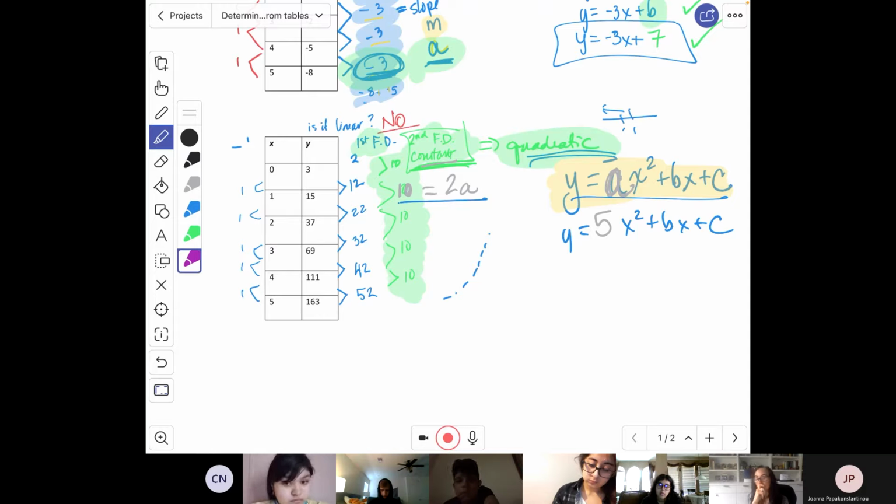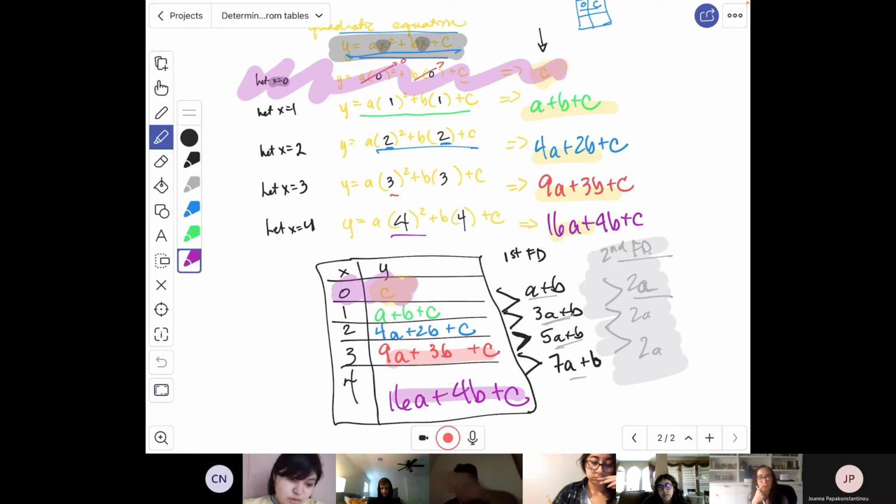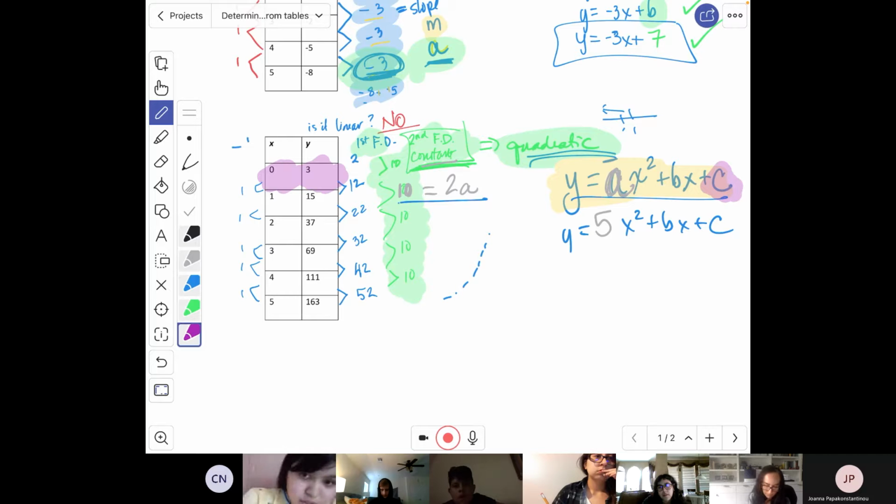You could probably find b too. We can find b, but is there anything from the table that will allow us to immediately substitute into the equation? C. Yes. How do I know what C is? If you need a little refresher, what did we say C was? C is the y-intercept. C is the y value of the y-intercept. So C is the output when our input is 0. So what is C? C is 3. Look at us.